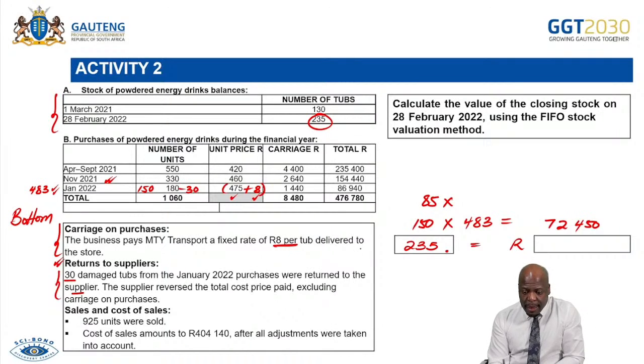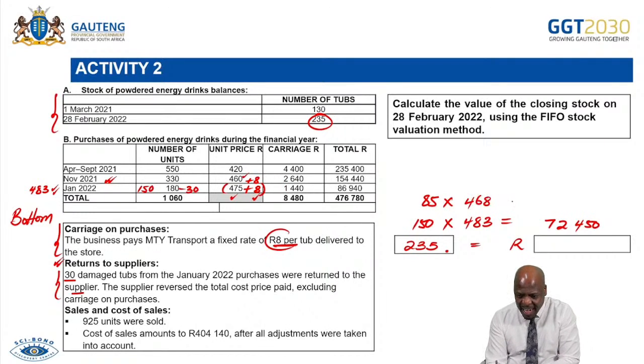All right, and then what is their price? Remember, their cost is what? 460. Their cost is 460, but we also paid what? 8 Rand to have them delivered. So it's going to be 460 plus 8, making it how much? 468. So it's 85 times 468. Calculators, please. How much do we get? 39,780.